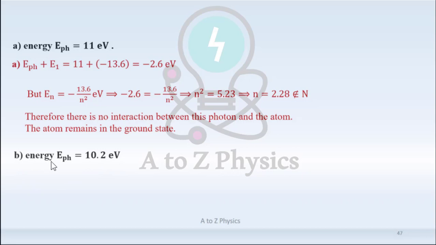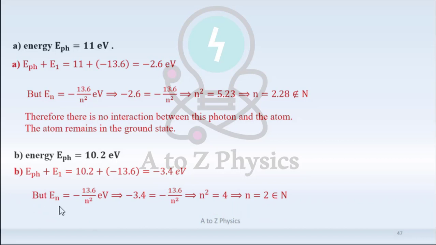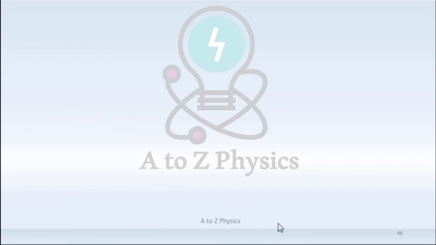Part B, if the energy of the received photon is 10.2 electron volt, E photon plus E1 equals minus 3.4 electron volt. Since En equals minus 13.6 over n squared, we will have n equal to 2, which is an integer, so the atom passes from the ground state to the first excited state, n equal to 2.